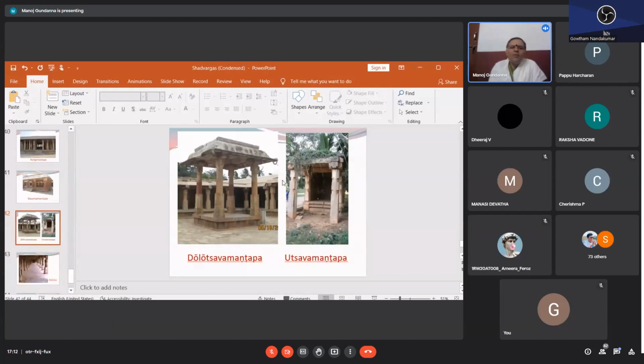Now, this is a Dolotsava Mantapa and Utsava Mantapa. Dolotsava means a swing festival where the god is kept in a swing, and Utsava Mantapa is used when the deity is carried on a procession outside the temple. Even today we see that. We need certain points where the deity can be brought down and placed so that people can come and have a leisurely darshana of it. Therefore, Utsava Mantapas were simple, unornate, humane, humble structures, which had the purpose of enshrining the god for a temporary period.